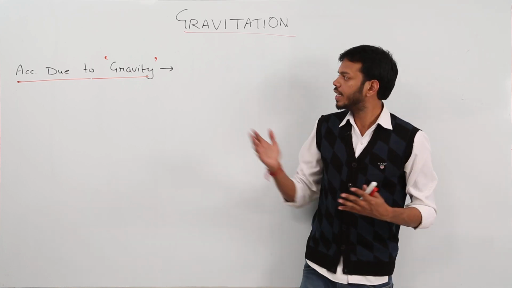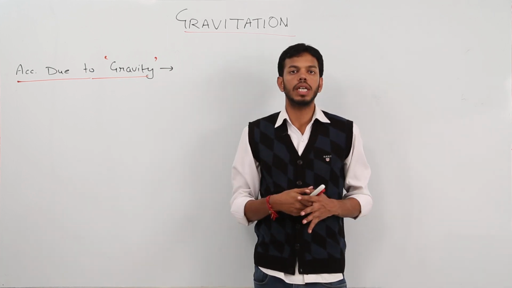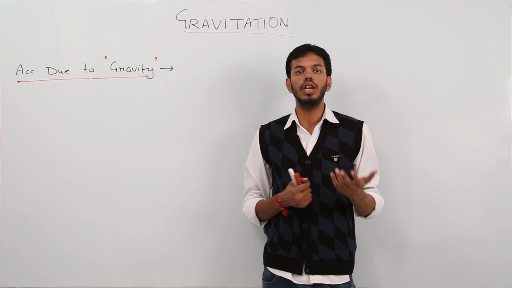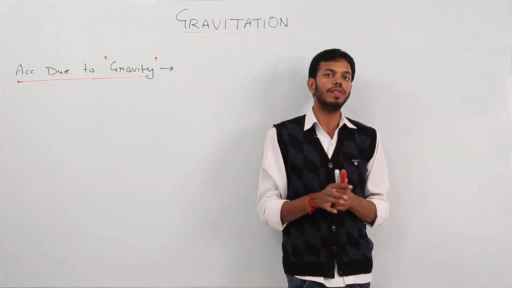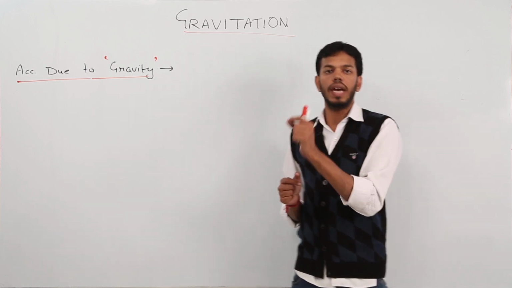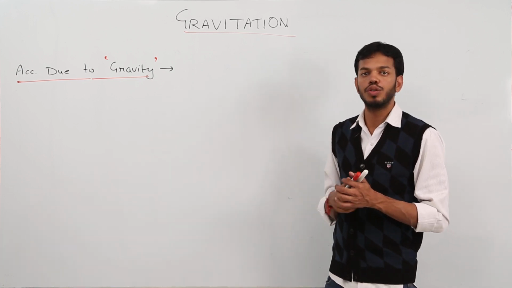Now, what is acceleration due to gravity? This is the value by which every object is accelerated towards Earth, right? If it is falling freely or even if it is stationary, the weight of the body, which is applicable on every single body on Earth, is what? The mass into acceleration, and the acceleration here is acceleration due to gravity.